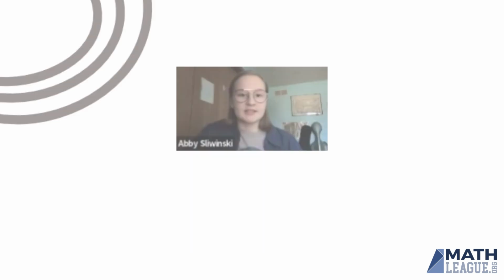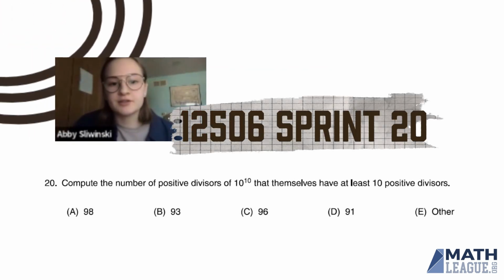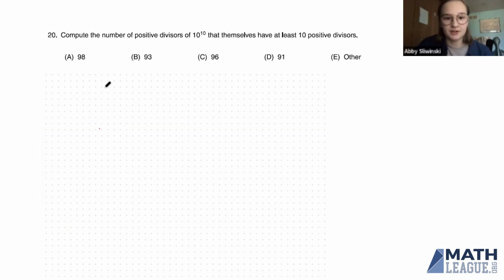So this question says, compute the number of positive divisors of 10 to the power of 10 that themselves have at least 10 positive divisors. Now, we know the prime factorization of 10 is 5 times 2, so the prime factorization of 10 to the power of 10 is just going to be 5 to the 10 times 2 to the 10, right?